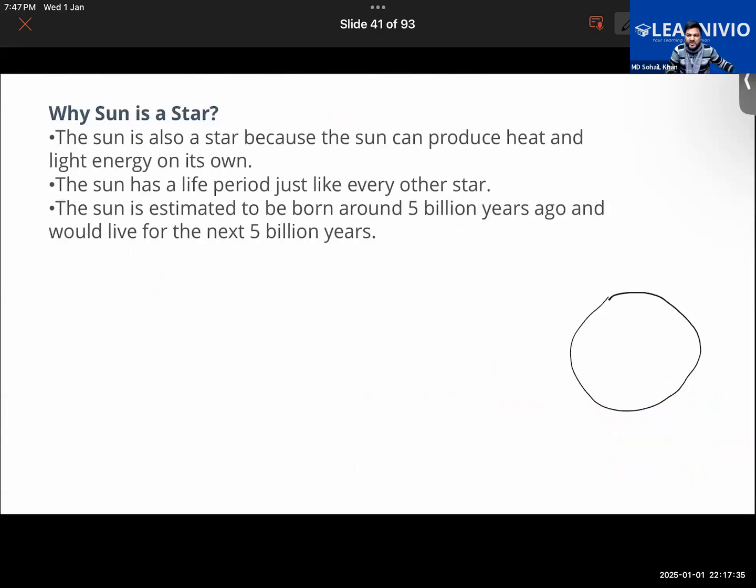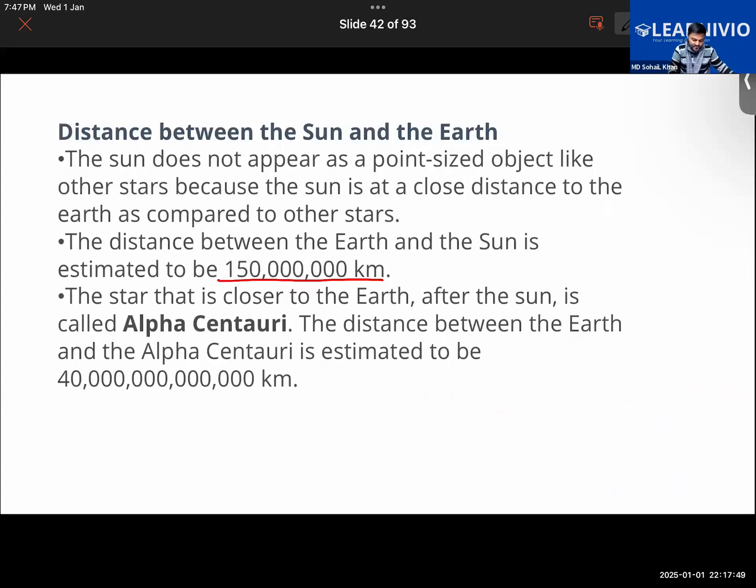Further, the sun is also a star because it meets all the definition of a star. It has a lifespan, it can produce heat and light on its own, right? Our sun was born about 5 billion years ago and will last for the next 5 billion years. That is one thing.